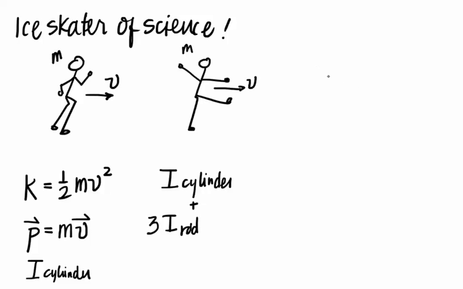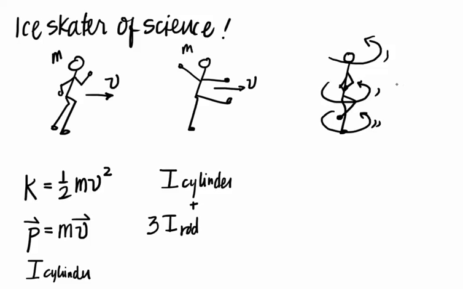Then she goes into this spin, goes spinning in here, and her leg is all bent like this, and her arms are all bent to her body like this, and she is spinning around with an angular speed, omega. So now what do we have quantity wise?